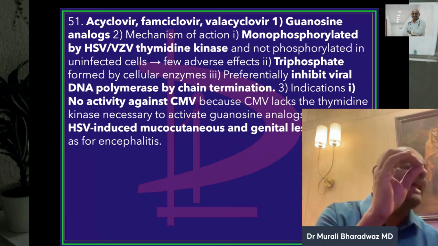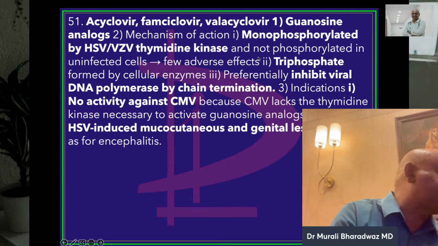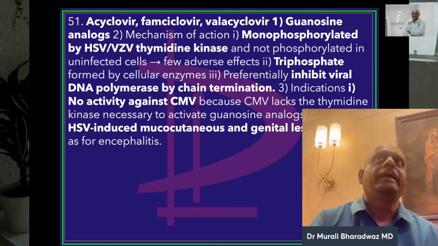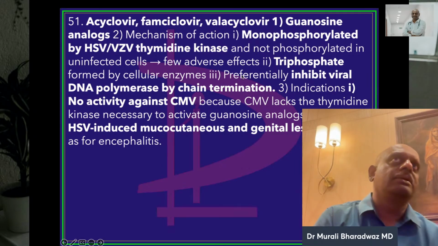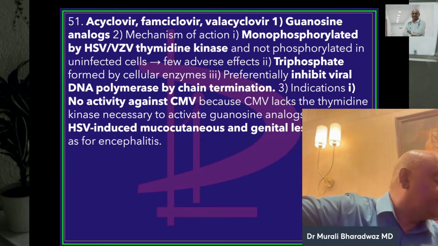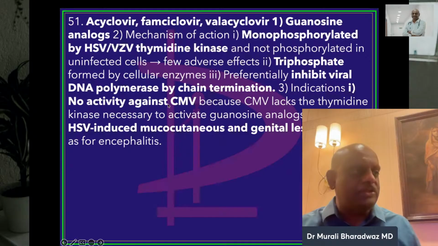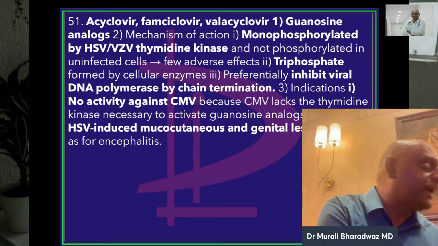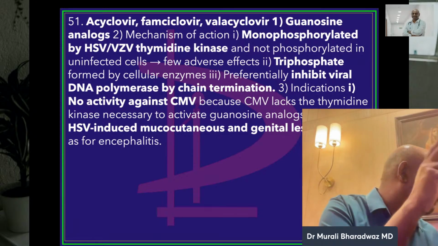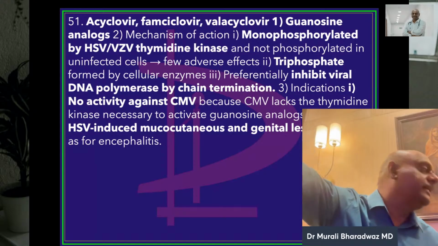So typically, the virus thymidine kinase will cause a monophosphorylation of these drugs. That's the reason. And after monophosphorylation, ultimately it needs to become triphosphate. Triphosphate will become by the human cell kinases. But the first step where it needs monophosphorylation is done by the viral thymidine kinase.